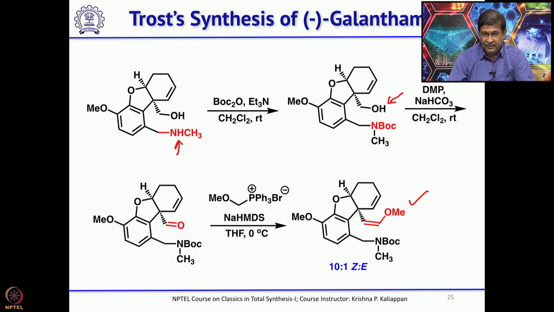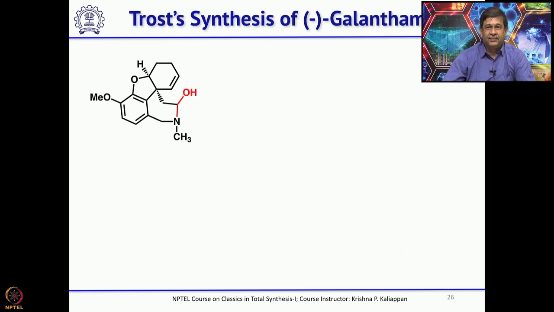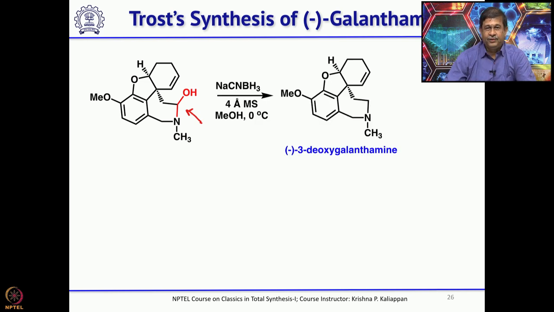The next step, as I said, you have to remove the Boc group as well as hydrolyze the enol ether to get the aldehyde. Okay. That was done using trifluoroacetic acid, and as soon as the aldehyde is formed, the NH which is formed in situ will attack the aldehyde, and then you will get the aminal. Okay. So that aminal, again you can use sodium cyanoborohydride to reductively cleave. So that will give you 3-deoxygalanthamine.